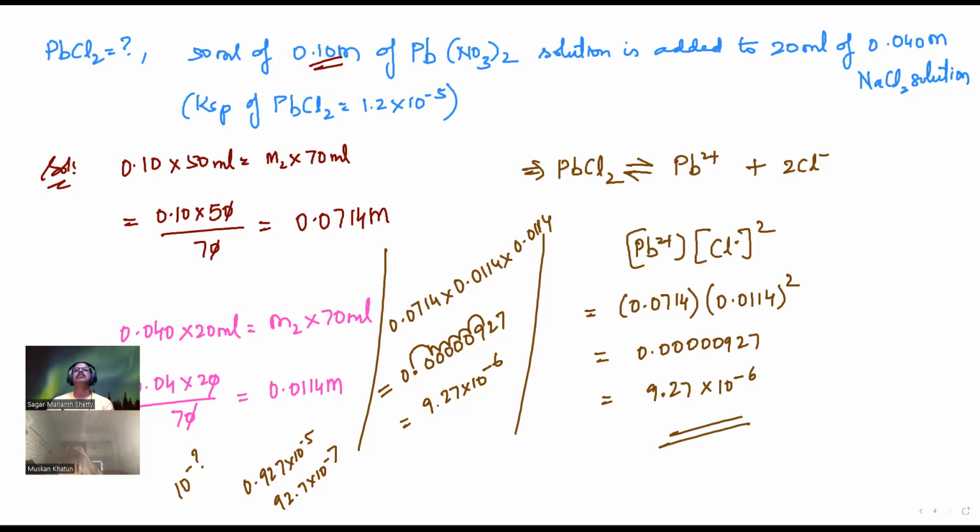So here, what is greater? The Qsp is less than the Ksp. So will a precipitate form in this scenario? No. The Qsp is less than Ksp.